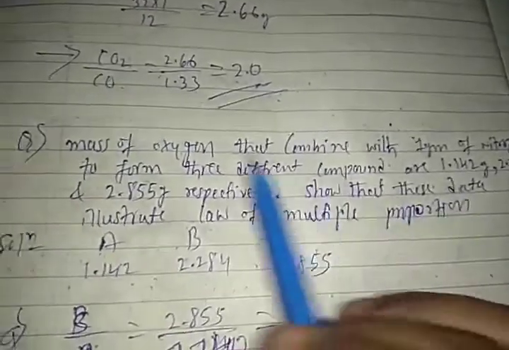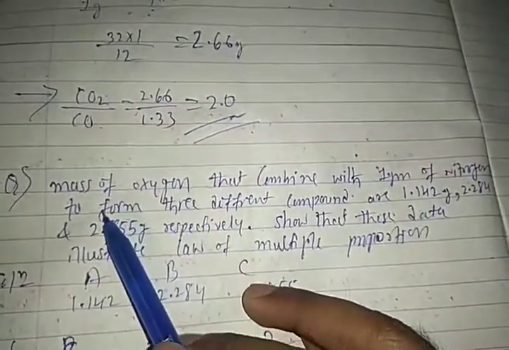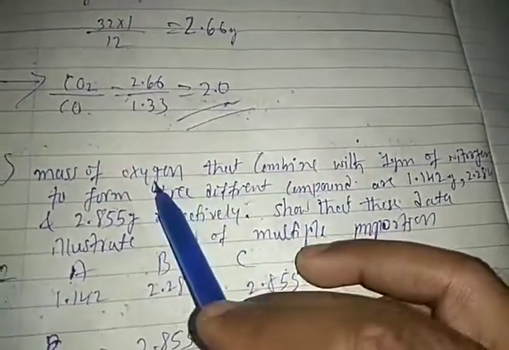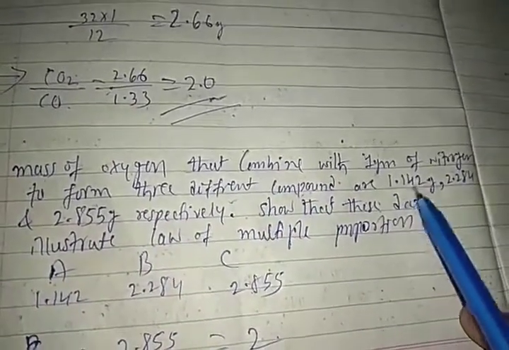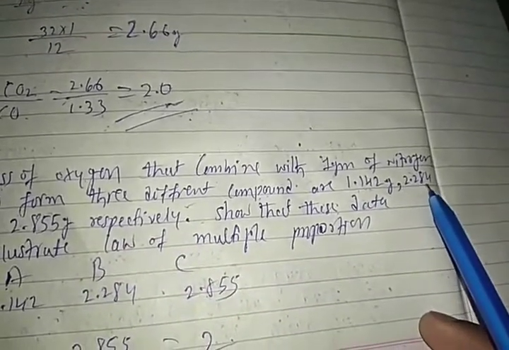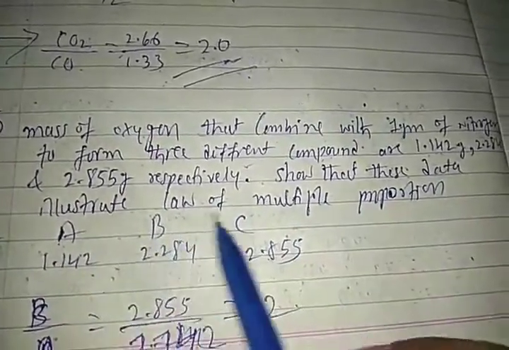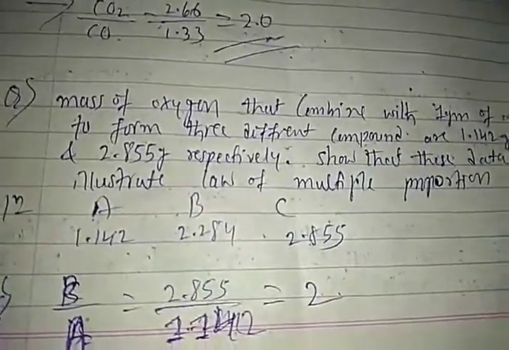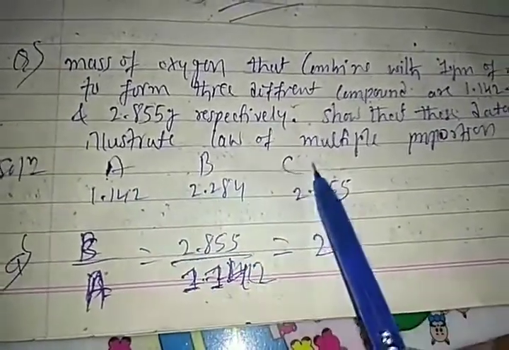Let's see one more example, students. The mass of oxygen that combines with 1 gram of nitrogen to form three different compounds. The compound masses are: first compound 1.142 gram, second compound 2.284 gram, third compound 2.855 gram respectively. This order shows the law of multiple proportions. Whatever compounds are prepared, we have to show the multiple proportions. So we use three compounds A, B, C.